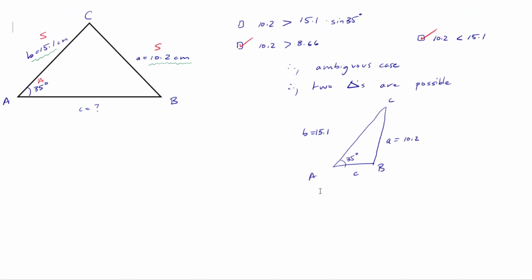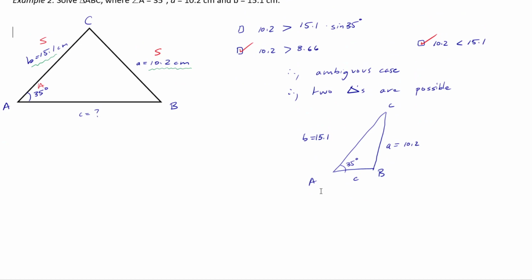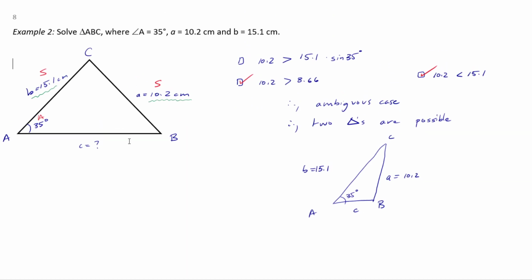So what I have to do now is solve for both possibilities, because it asked me to solve for triangle ABC, but given these conditions, there are two possibilities for ABC. So I'm going to first solve for this triangle right here, and I'm going to do so using the sine law. I'm going to go ahead and write that right now.